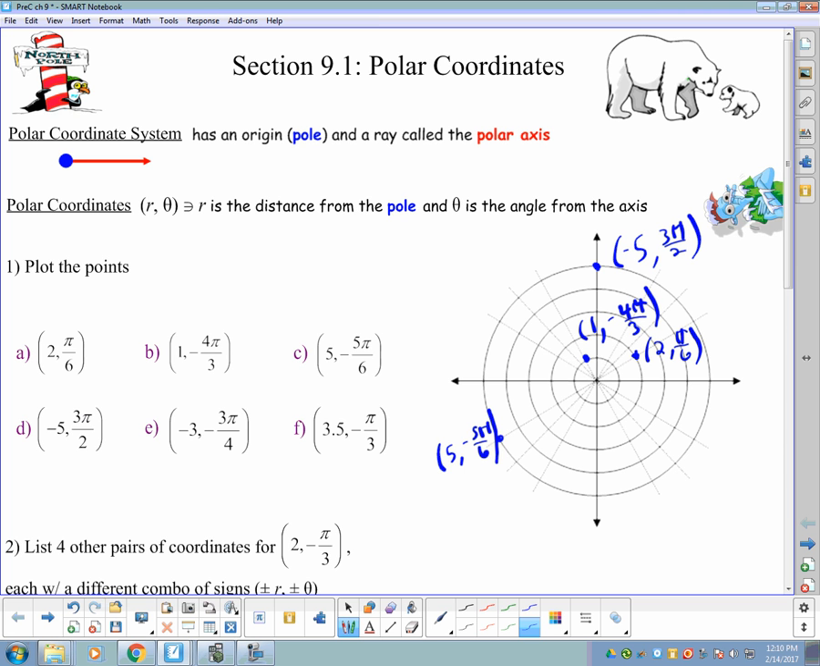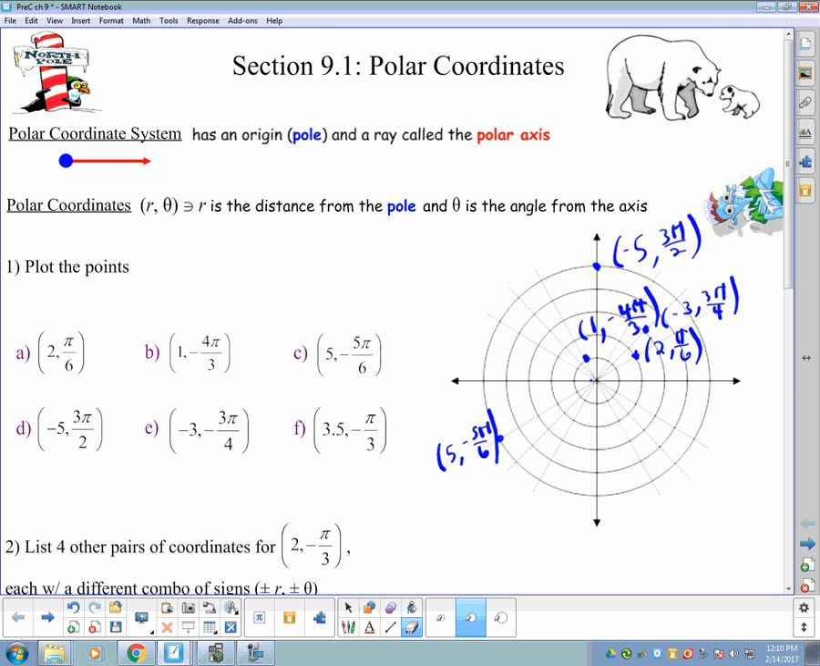And then negative 3 pi over 4, I would go in this direction, all the way over to here. So I'm on this ray. But the negative 3 sends me in the opposite direction. So this would be the coordinate negative 3 comma 3 pi over 4.